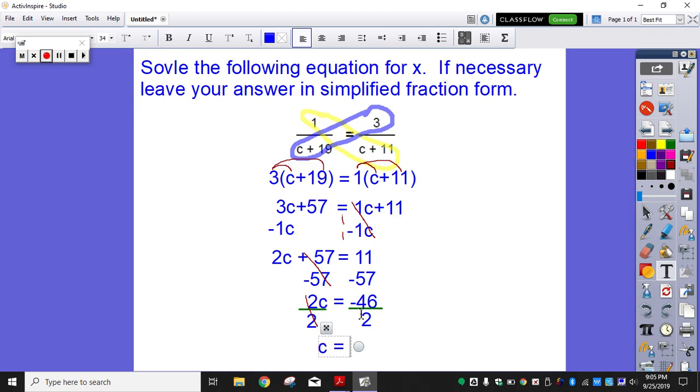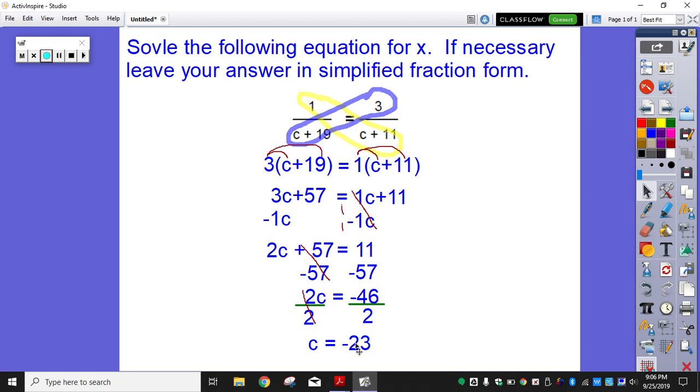Negative 46 divided by 2, again, that's one I could do in my head, but I'm going to check my mental math with a calculator. So negative 46 divided by 2 is negative 23. Now, feeling pretty confident I did my steps correctly, but I'm going to check my work. What I need to do is take this negative 23, and if that is indeed the solution, if I substitute it for c in my original, I should get a true statement.